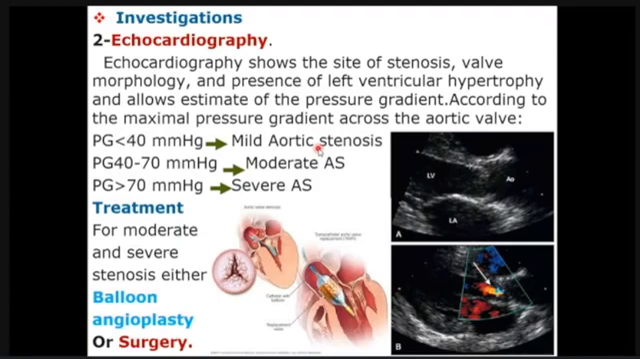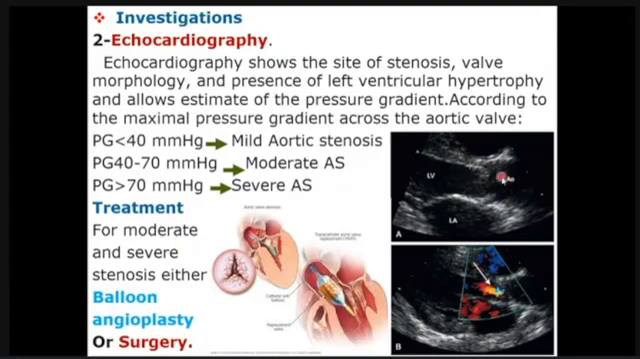It gives us the morphology of the valve, whether it is thickened or not, unicuspid, bicuspid, tricuspid, its movement, how it moves, the condition of the heart, failure, hypertrophy, etc., associated defects. And the main thing, it gives us the pressure gradient across the valve.